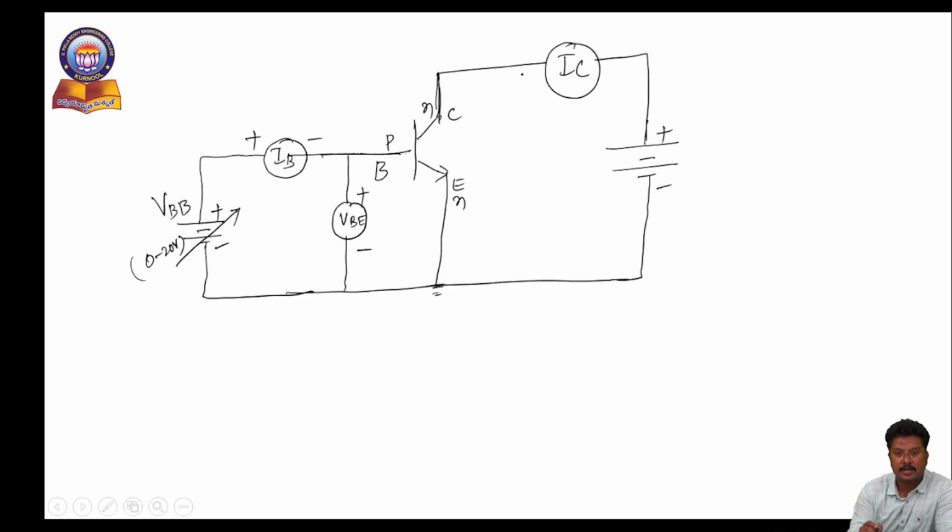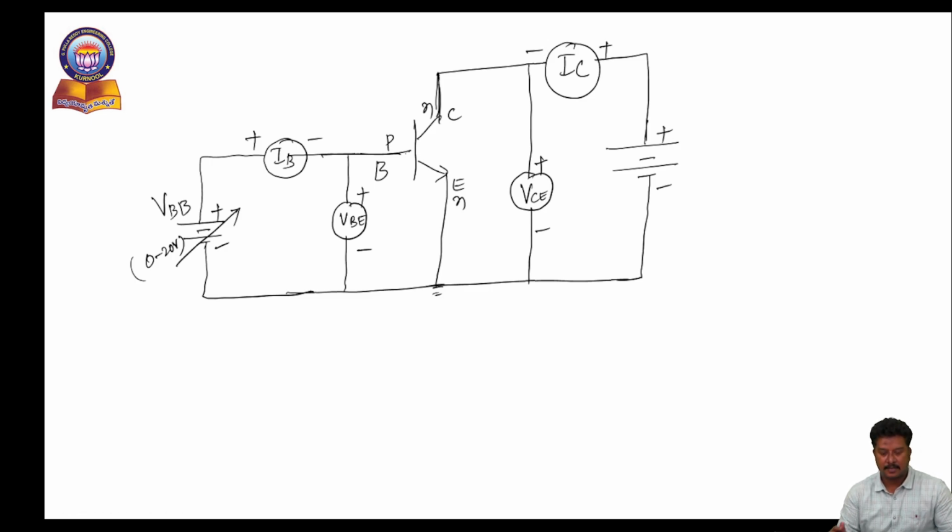I want to check the output voltage between collector and emitter, so I require one more voltmeter at the output side, that is known as VCE. Current always goes from positive to negative, so this is positive negative and positive negative. If you carefully observe this condition, the output is also variable, and I am applying VCC. I am applying two sources here, one on the input side and one on the output side.